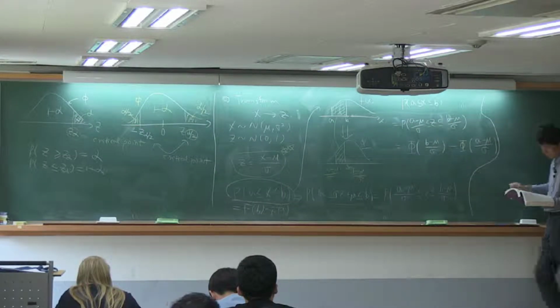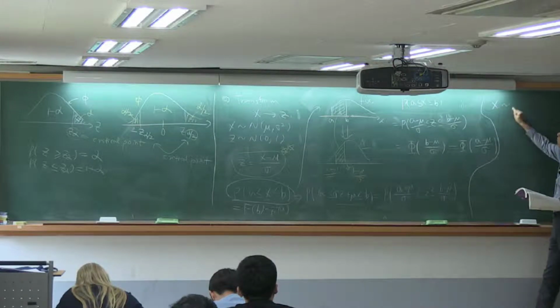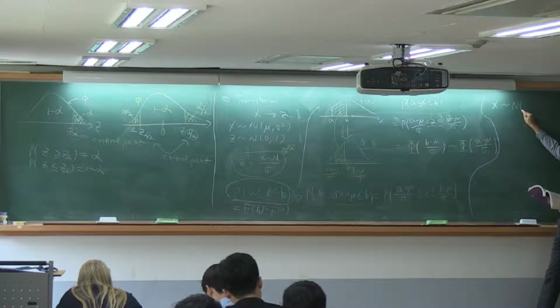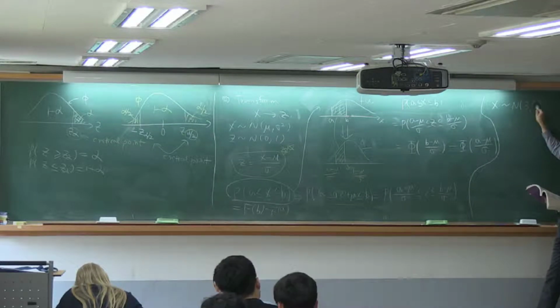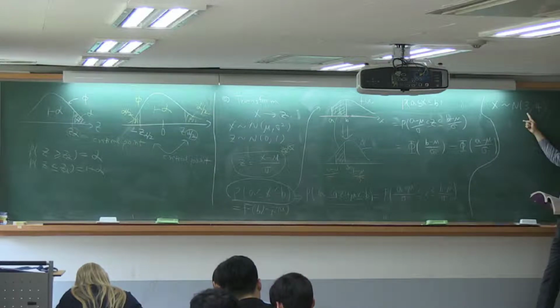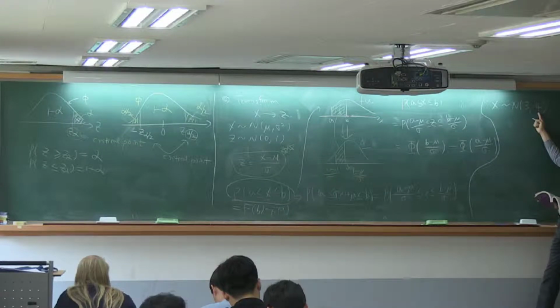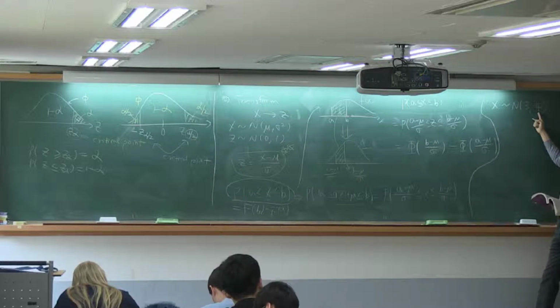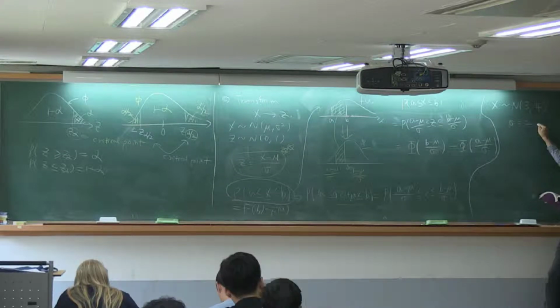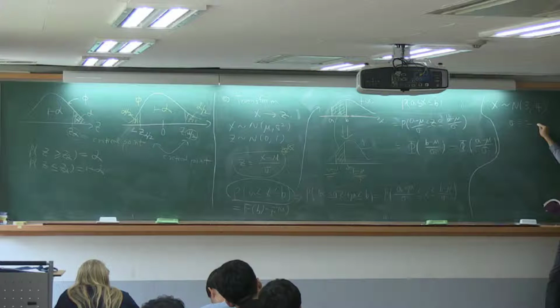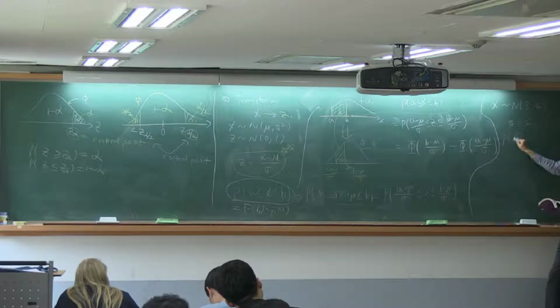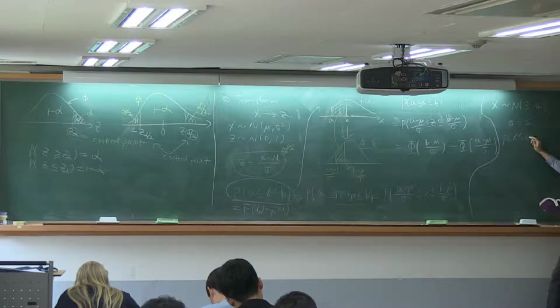Very simple example. Let's say X is a normal distribution with mean 3 and variance 4. That means sigma is 2. Let's calculate the probability X is less than 6.